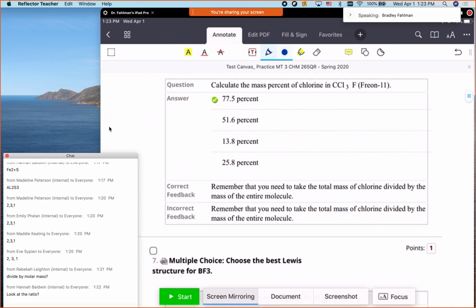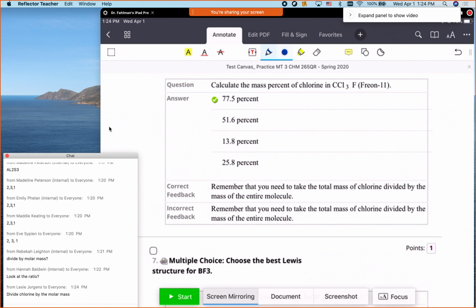This one is a little different question. I wanted to throw this out there to see if you had any ideas. So mass percent of chlorine in that compound. Any ideas of how you would do this question? How do we figure out mass percent of chlorine in that? Yeah, chlorine by the molar mass.